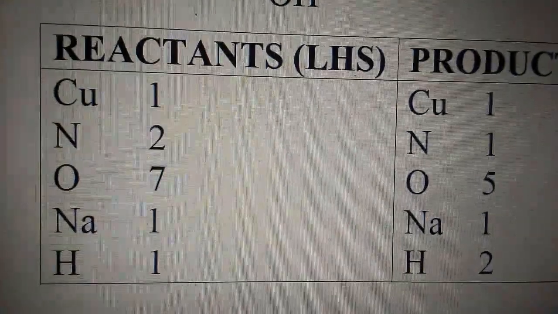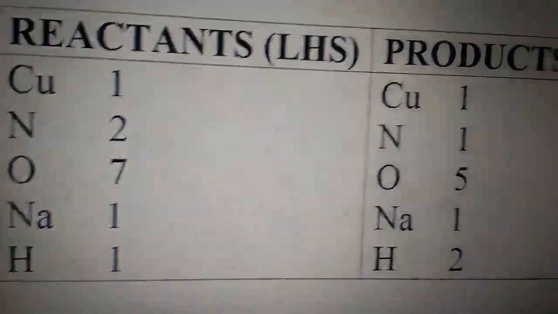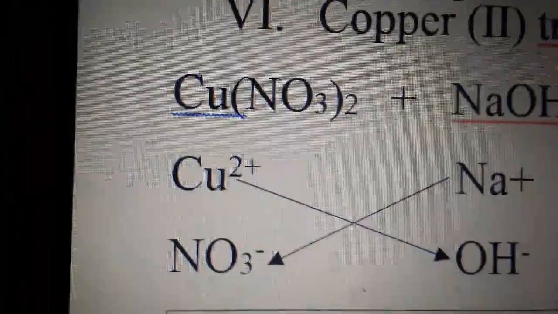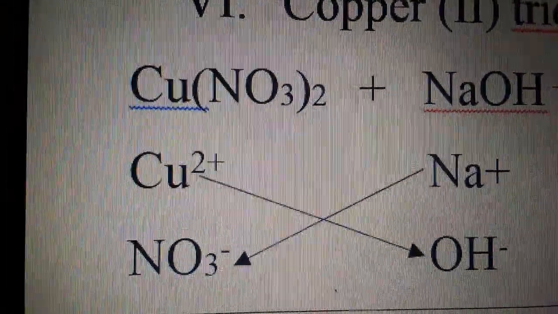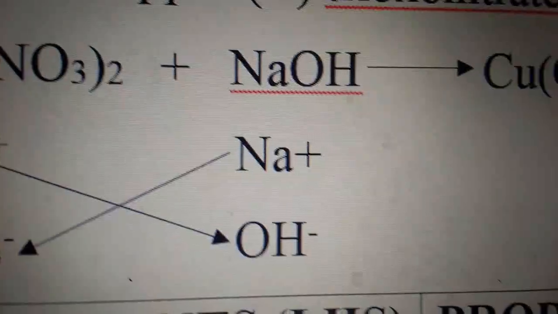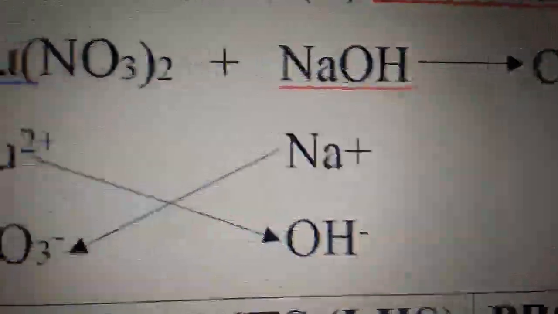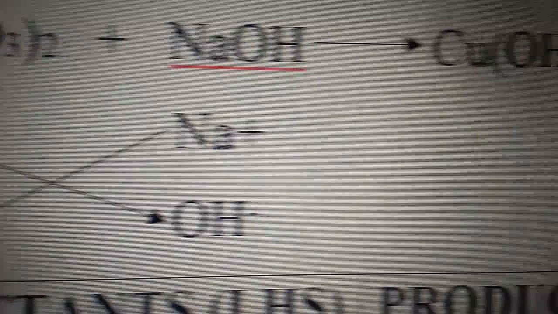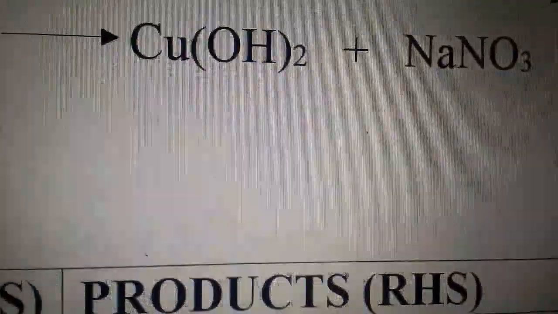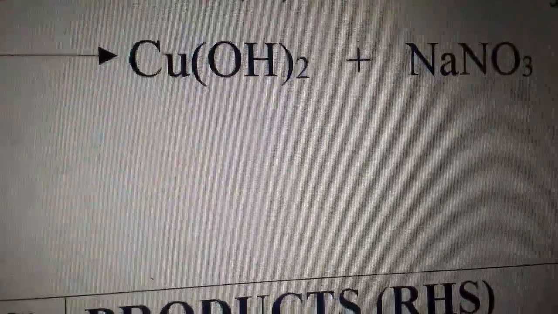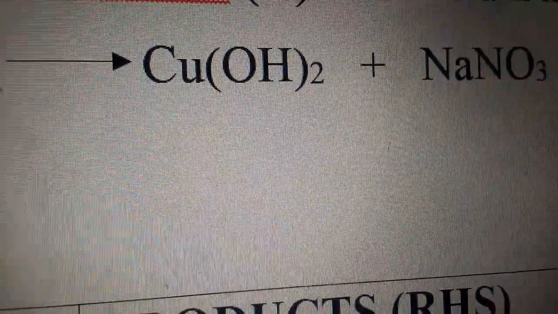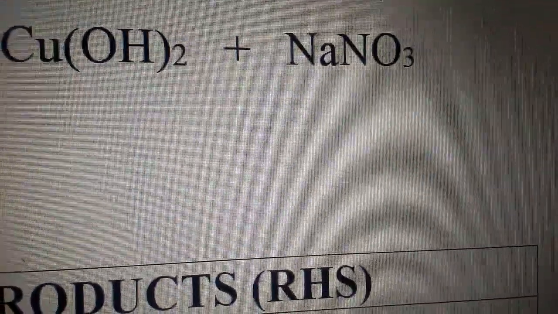Then oxygen is 7 on the left hand side and 5 on the right hand side. We check. Then look at copper nitrate, 2 times 3 inside gives you 6. Then on sodium hydroxide, 1 oxygen, so 6 plus 1 gives us 7 oxygen atoms. On the right hand side, on copper hydroxide, 2 times 1 of oxygen inside gives us 2, plus the 3 as in sodium nitrate gives us 5.